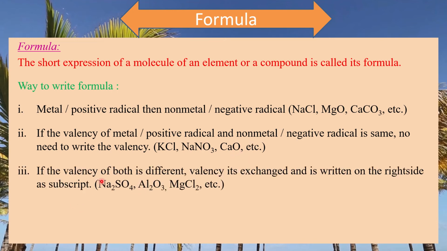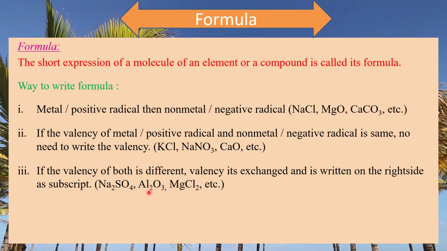If the valencies of both are different, the valencies are exchanged and written on the right side as subscripts. For example, sodium and sulfate. The valency of sodium is 1 and the valency of sulfate is 2. So this 2 will be written as the subscript of sodium, but the valency of sodium is 1, so no need to write 1 here.